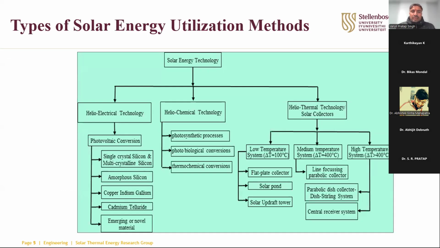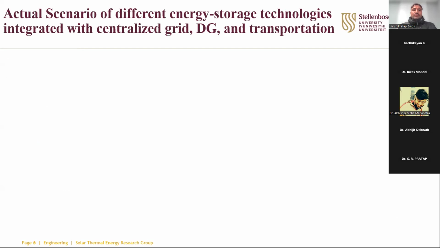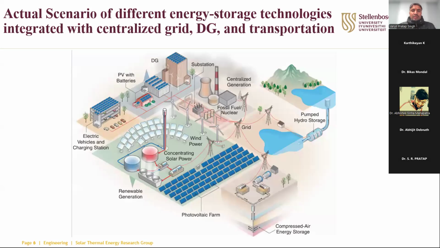Here you can see solar energy divided into helioelectrical, like PV, chemical, and solar thermal. Today I'm going to discuss how you can utilize high temperature, which generally means most of what we discuss will be above 400 degrees centigrade. Now, if I go to the actual scenario of the different energy storage technologies available right now.